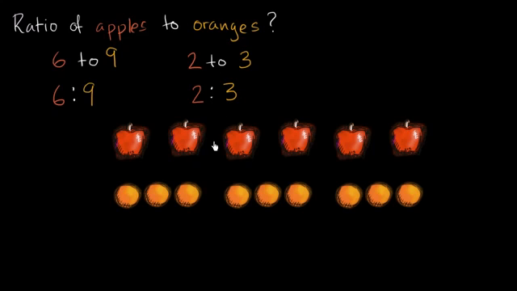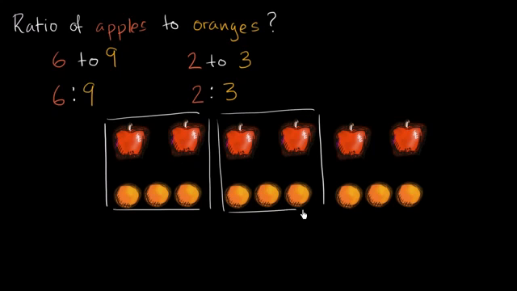Well, look, we divided each of these groups into 3. So one way to think about it, if you divide this whole total into 3 groups, so one group, two groups, and 3 equal groups, we see that in each of those groups, for every 2 apples, we have 3 oranges. So, once again, the ratio of apples to oranges: for every 2 apples, we have 3 oranges.